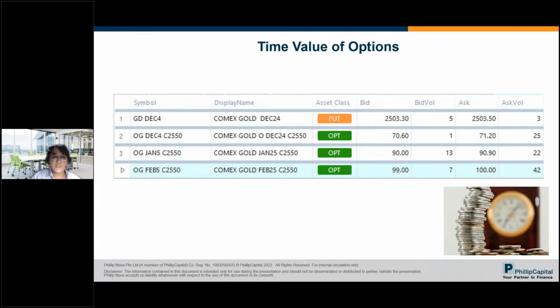So again, you can see over here that based on the different option contracts, we do have the spot gold futures contract over here. And then we have the December options, the January 2025 options, the February 2025 options. So you can see that there's longer time to expiry, and the bid ask prices gradually go higher. This means that the longer the time to expiry, the more expensive the premiums will be.